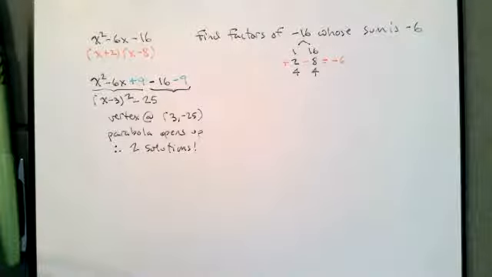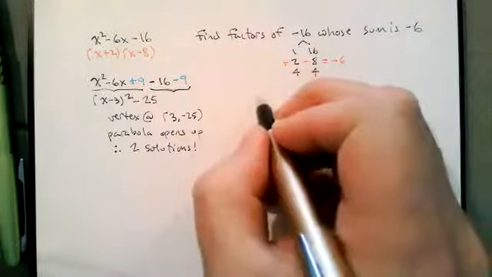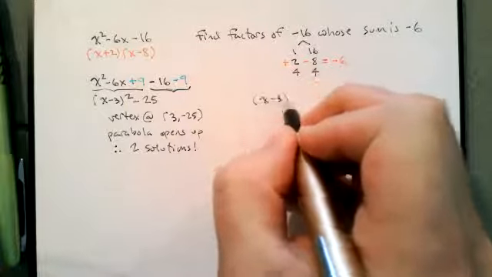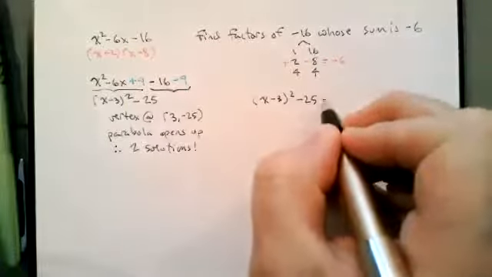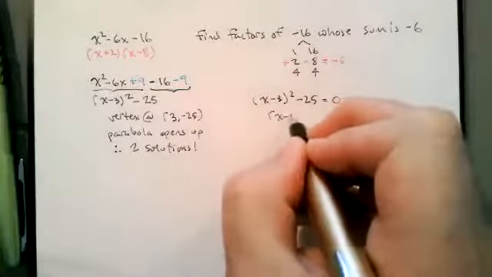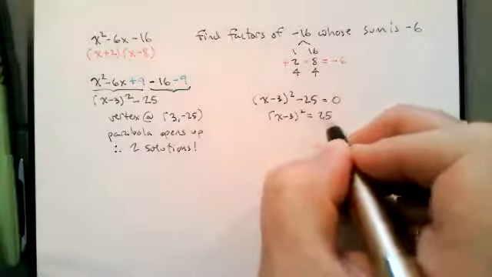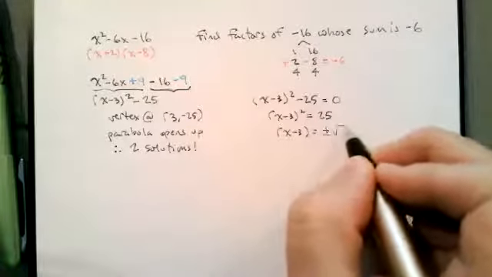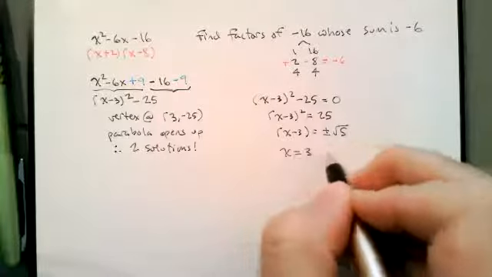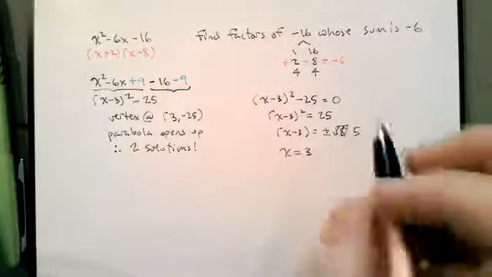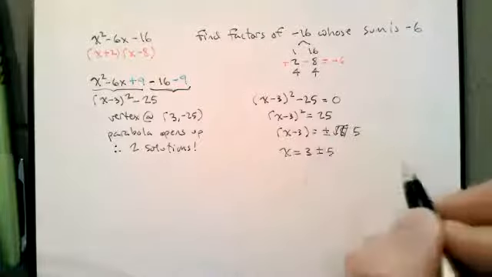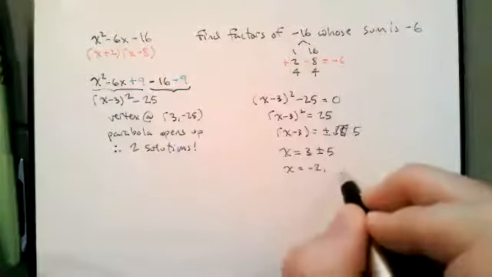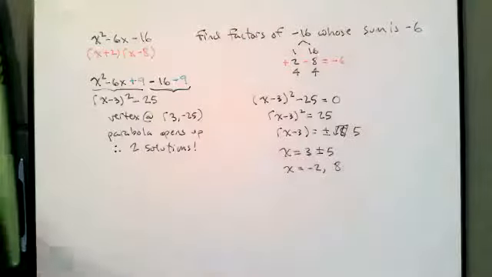If we want to find those two solutions, we set this equal to 0, so x minus 3 squared is equal to 25. So x minus 3 is equal to plus or minus the square root of 25, which is 5. So x is 3 plus or minus 5. 3 minus 5 is negative 2, and 3 plus 5 is 8. So we could also solve this way, by completing the square.